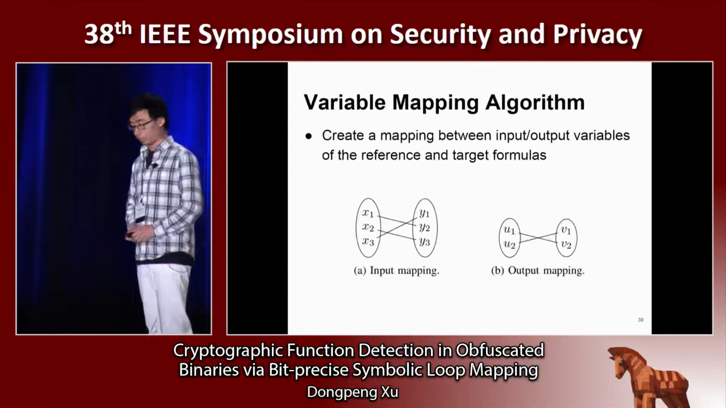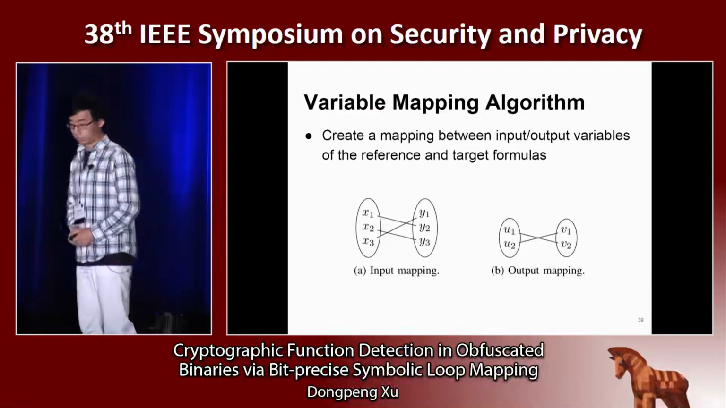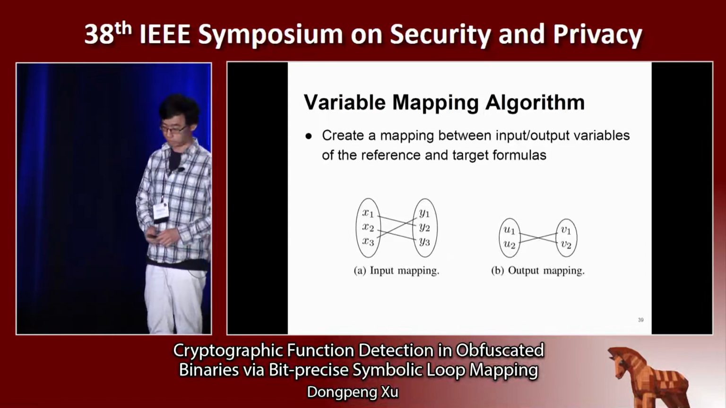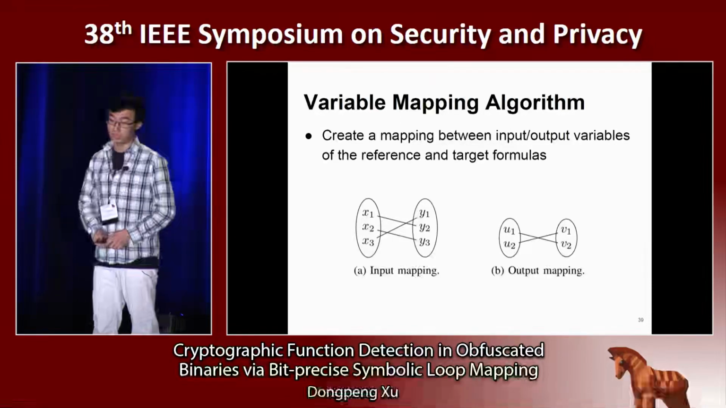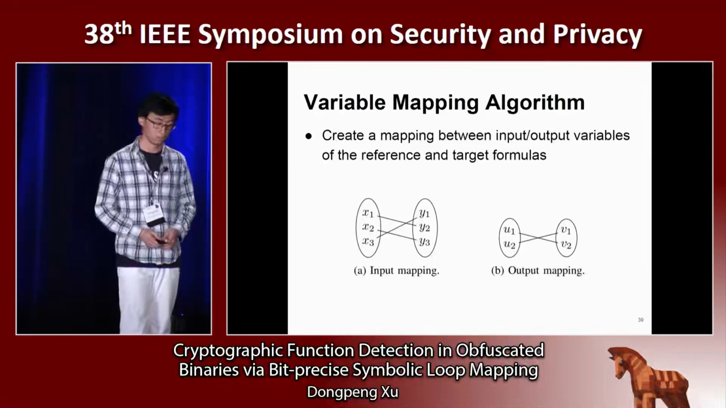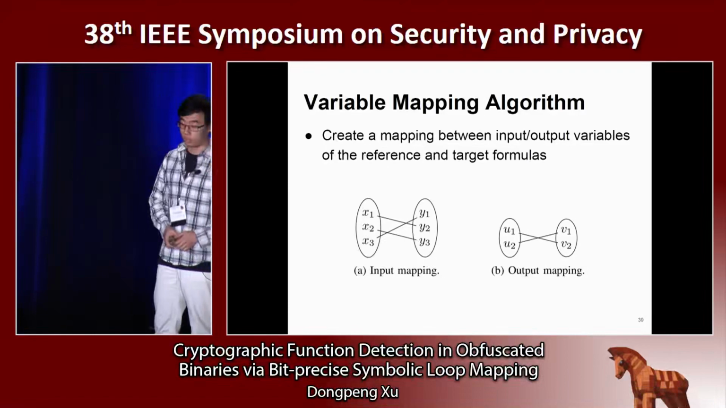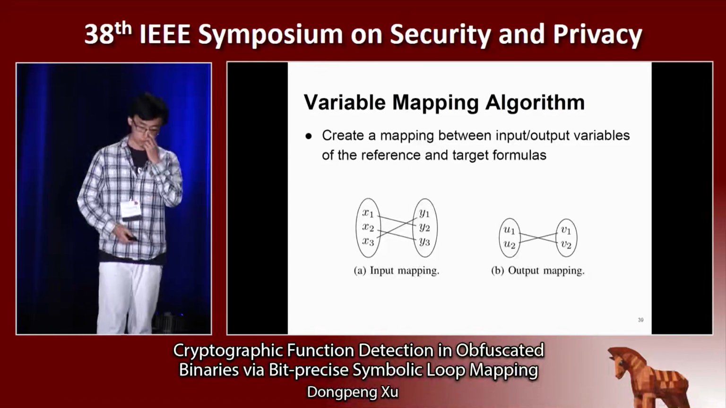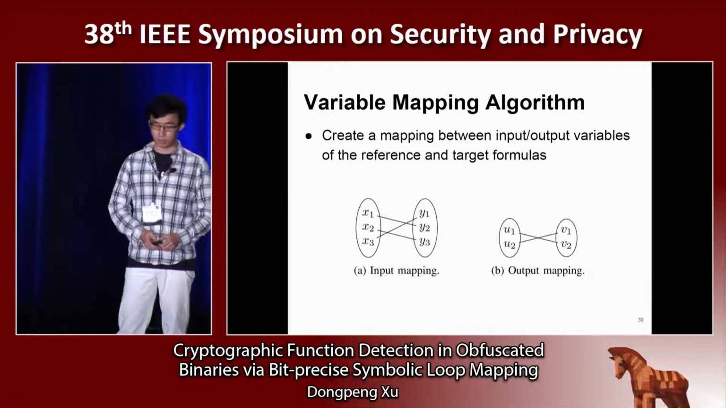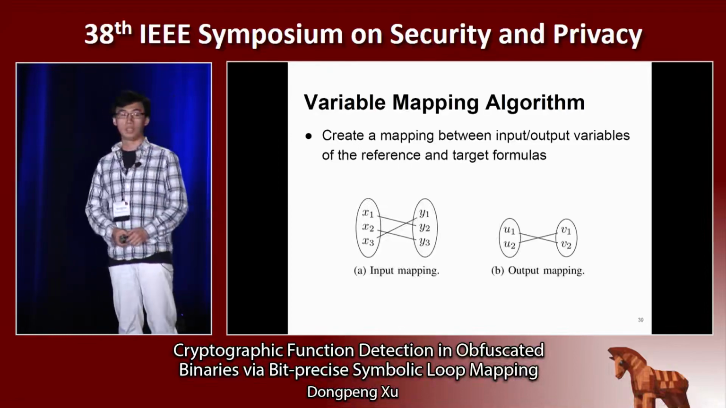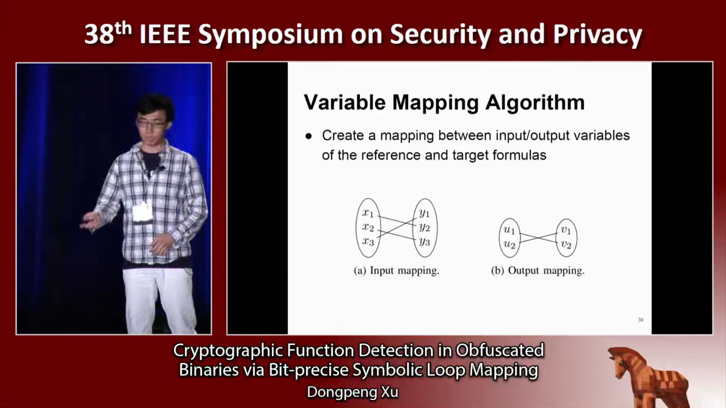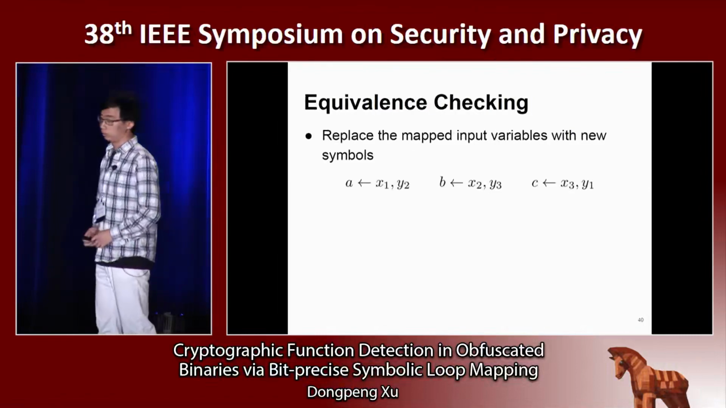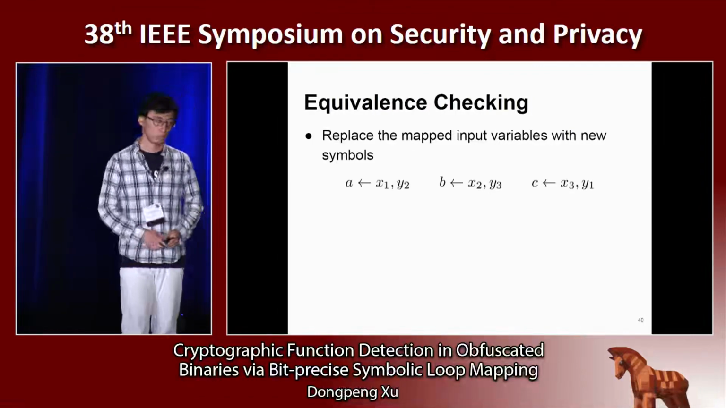So here we propose a variable mapping algorithm to map the input variables and output variables. Due to the time limitation, I cannot go into the details of this algorithm. If you are interested, you can find more details in our paper. So here I only show the final result of this mapping algorithm. So we can map the input and the output variables. Given the variable mapping result, we can go further to generate the final equivalence checking equation.